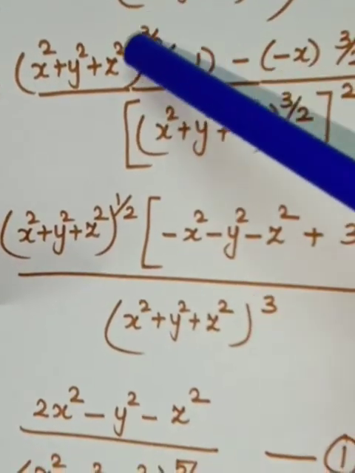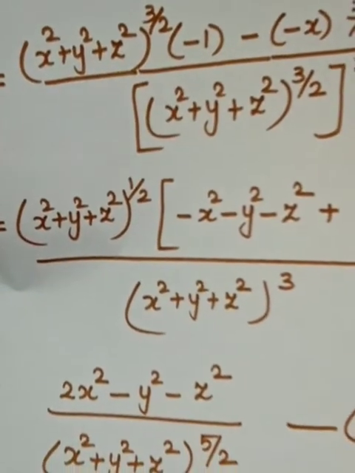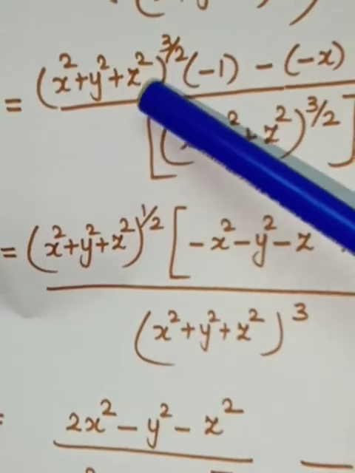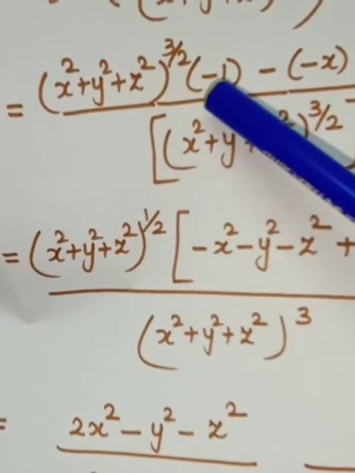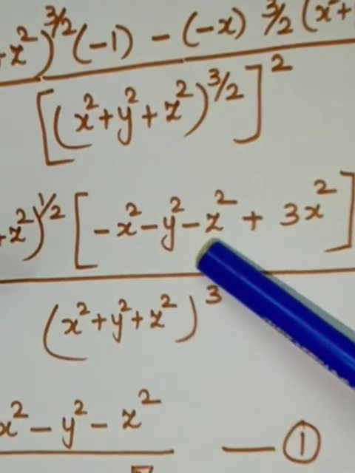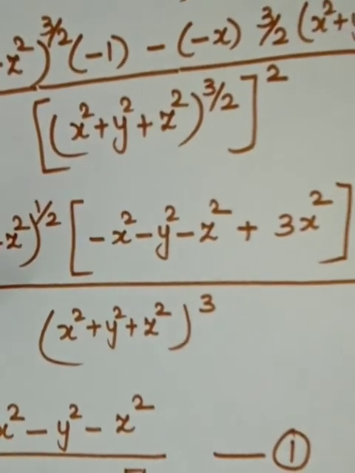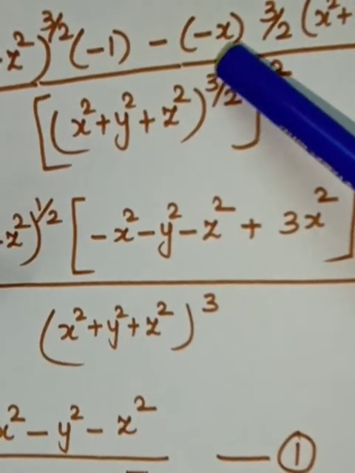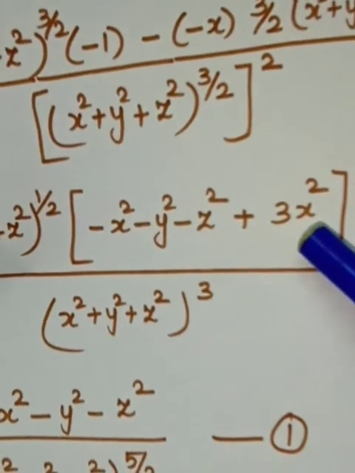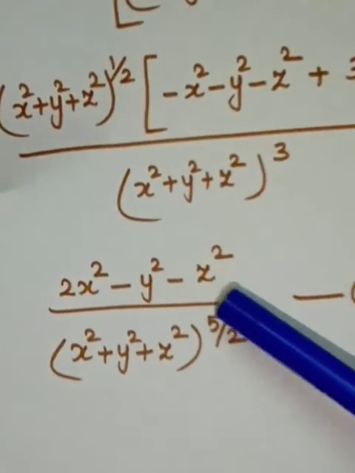So here 3 by 2 means what? It is 1 and a half. The power half is taken out, so what is remaining? x squared plus y squared plus z squared. Here it has to be multiplied with minus 1. So you are getting minus x squared minus y squared minus z squared. So this 2 and this 2 get cancelled. Here you are having x. Here also you are having minus x. In the front you are having minus. So therefore when you multiply it is 3x squared. This term is taken out. So when you simplify you will get this answer.